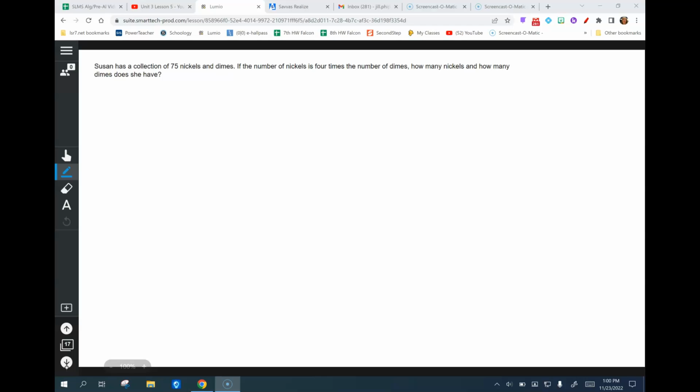If the number of nickels is 4 times the number of dimes, how many nickels and how many dimes does she have? So what two things are we talking about? That's right, nickels and dimes. Okay, so nickels and dimes. I'm going to use a lowercase n. So she has a total of 75.